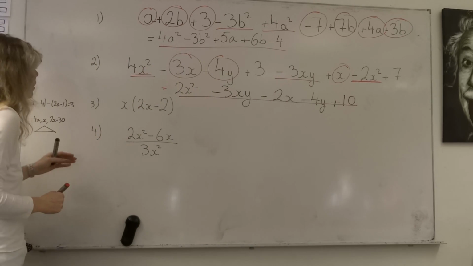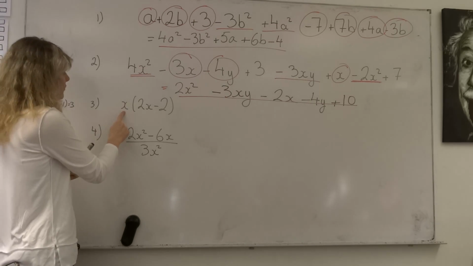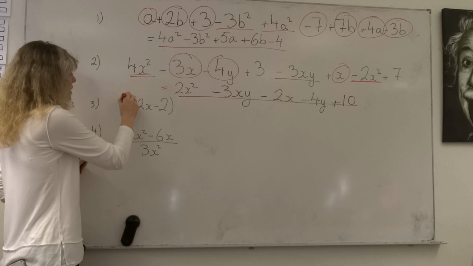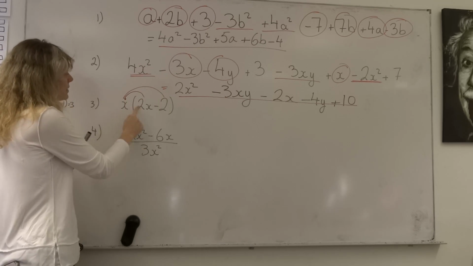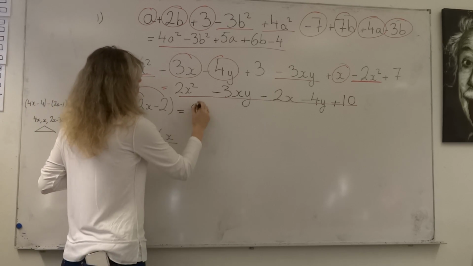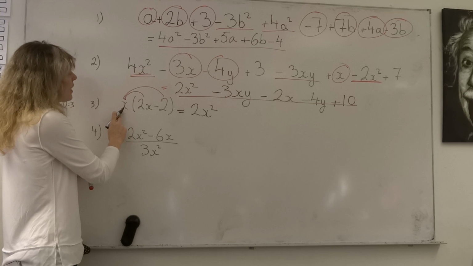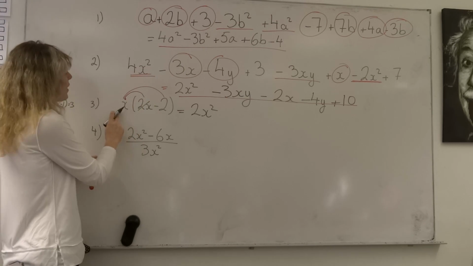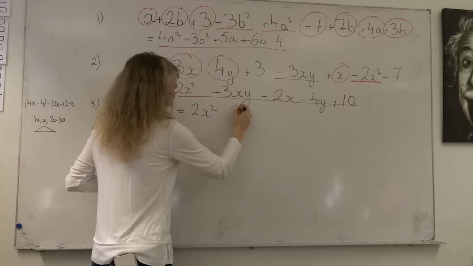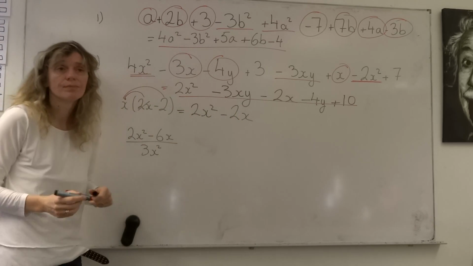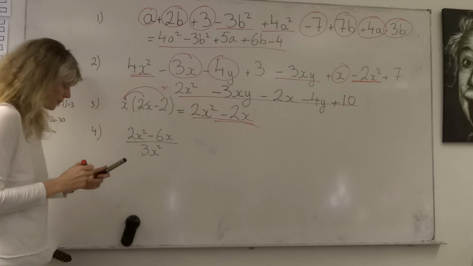The next one was to expand the brackets. We have to multiply the x that's outside the front by everything that is inside. So we get x times 2x, which is going to be 2 lots of x squared. 2x squared, and we finished that one. Now we have x times minus 2. x times minus 2 is minus 2 times x. And that's the answer to that one. Nice and simple.